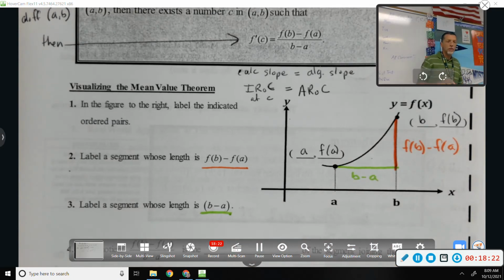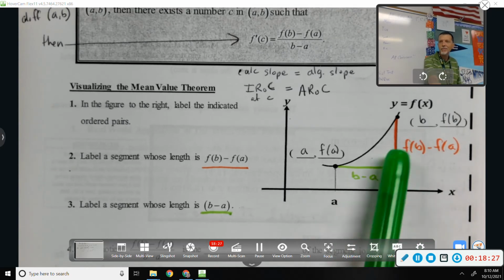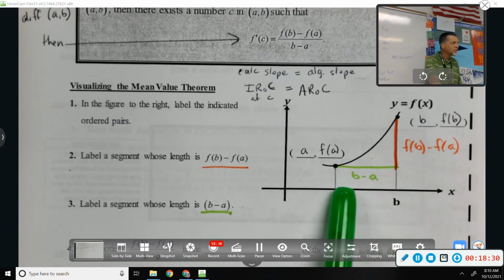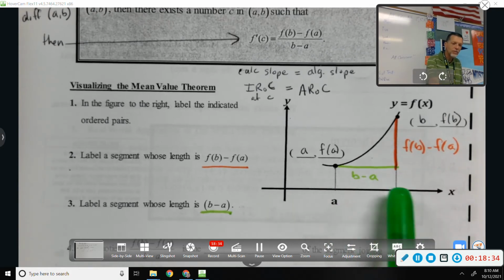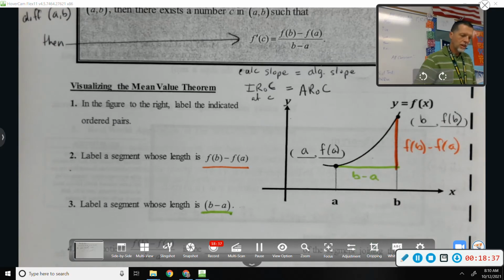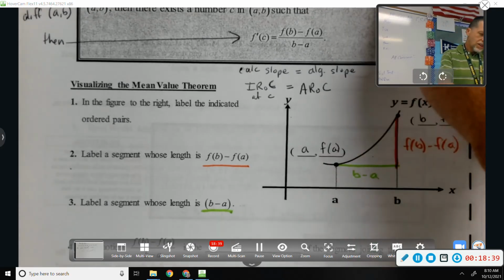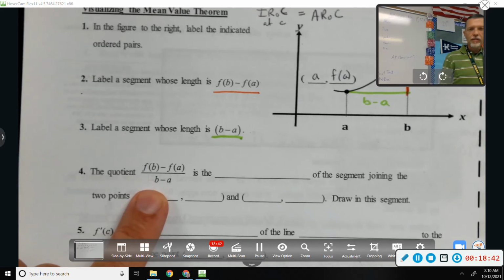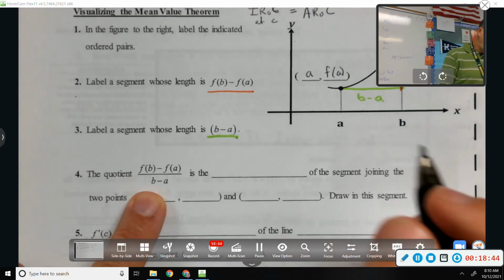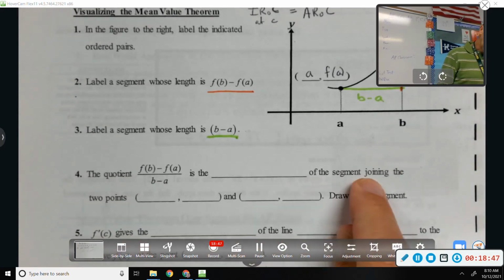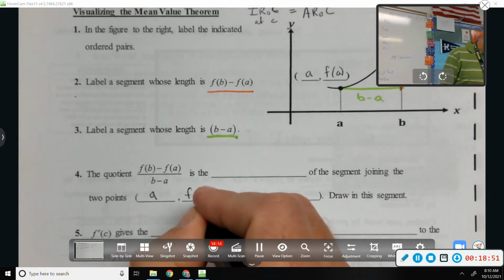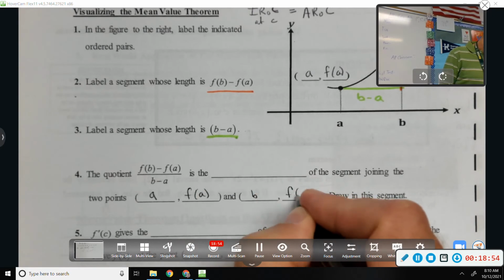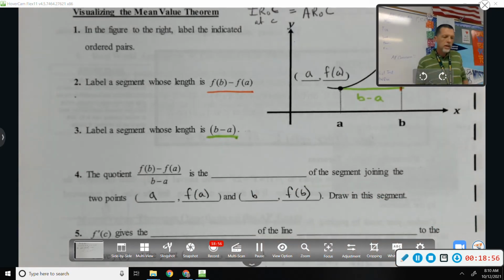I think you see where they're going with this. This is like way back Algebra 1 type slope. Change in y over change in x, rise over run, y2 minus y1 over x2 minus x1. That's all going on right here. The quotient, f of b minus f of a over b minus a, is the blank of the segment joining the two points. Well, the two points are a comma f of a, b comma f of b.